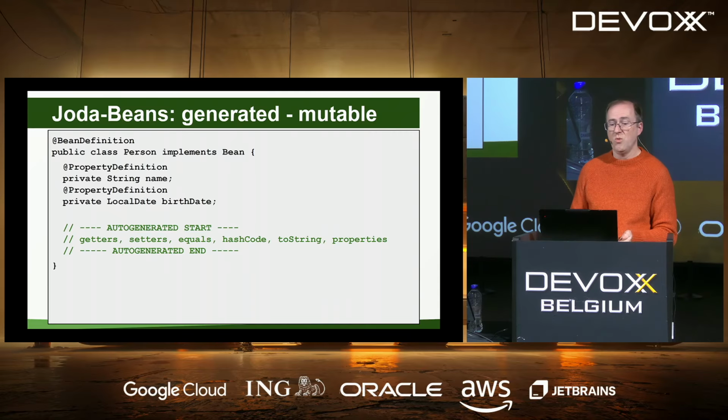Now you can still do all the normal things, so if you want to write your own equals method or your own hashCode method, you can write your own toString method, write your own methods in there, whatever you want.